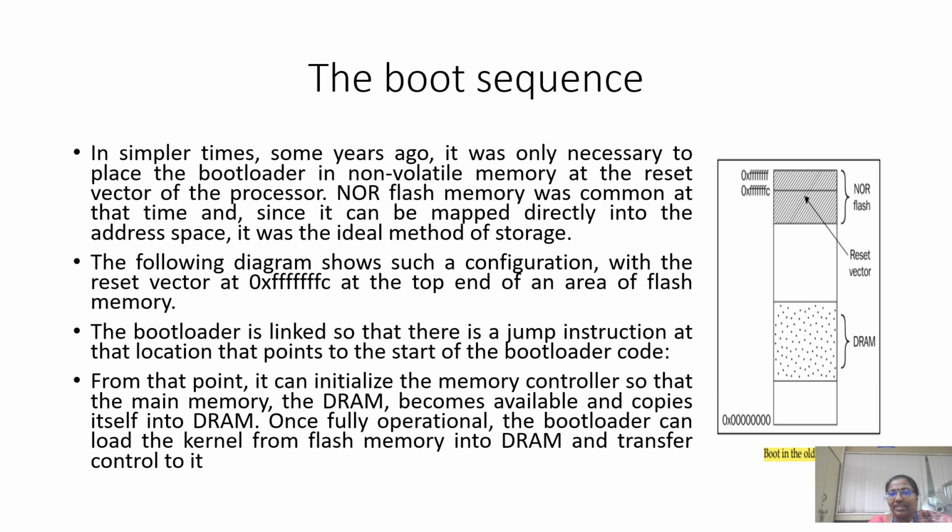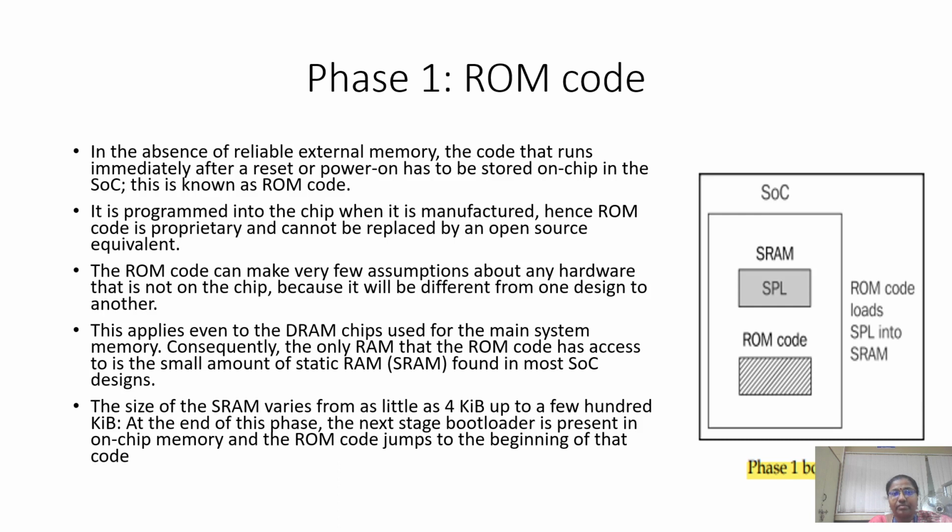Whenever the reset button is pressed, this boot sequence, which is loaded in the NOR flash memory, runs. The bootloader is linked so that there is a jump instruction at that location that points to the start of the bootloader code. From that point it can initialize the memory controller so that the main memory, the DRAM, that is dynamic RAM, becomes available, and copy itself into the DRAM. Once fully operational, the bootloader can load the kernel from the flash memory into the DRAM and transfer control to it. In the absence of reliable external memory, the code that runs immediately after a reset or power on has to be stored on chip in the SOC.